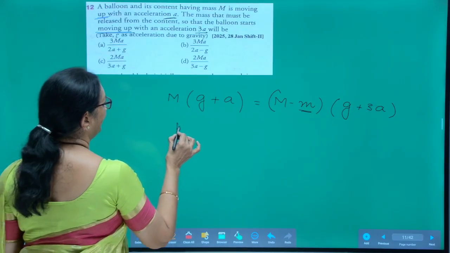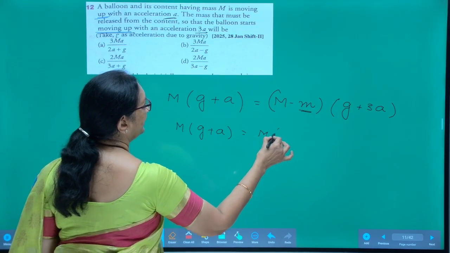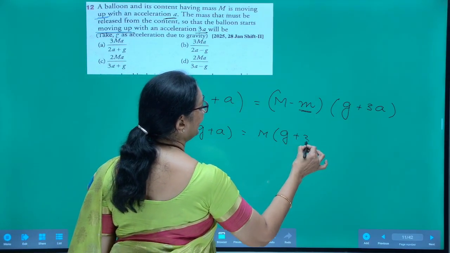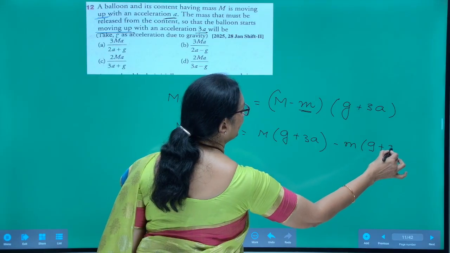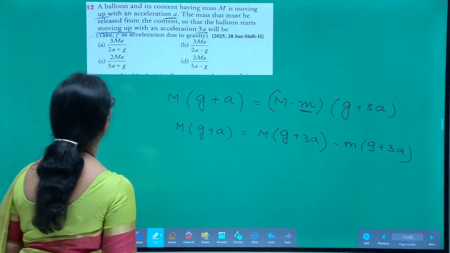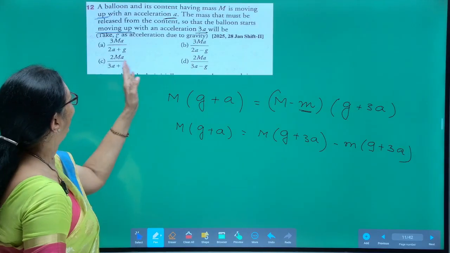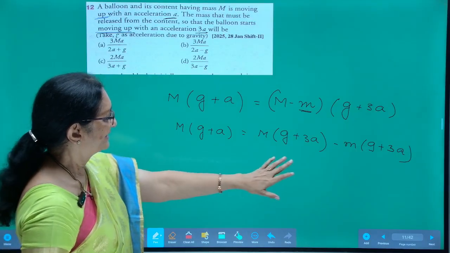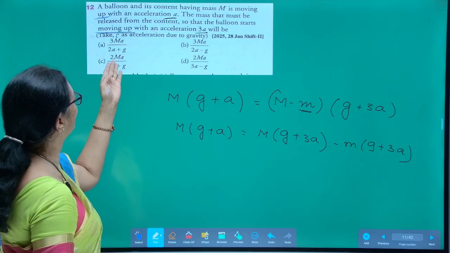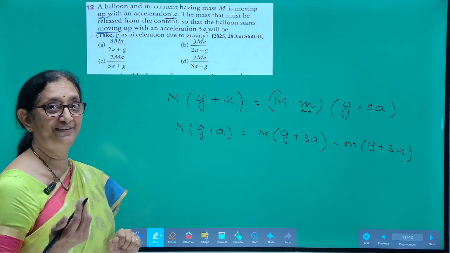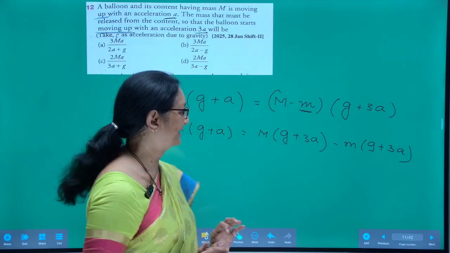So, m(g + a) is equal to (m − Δm)(g + 3a). Okay. So, here very obviously you can guess the answer, isn't it? Something divided by g + 3a you will be getting. So, g + 3a, option is only this. So, if you are smart enough, you can directly choose the option. Anyway, let us solve that.